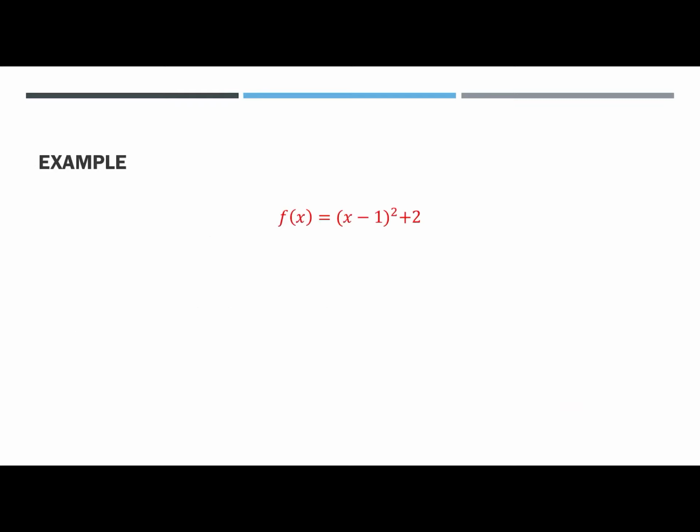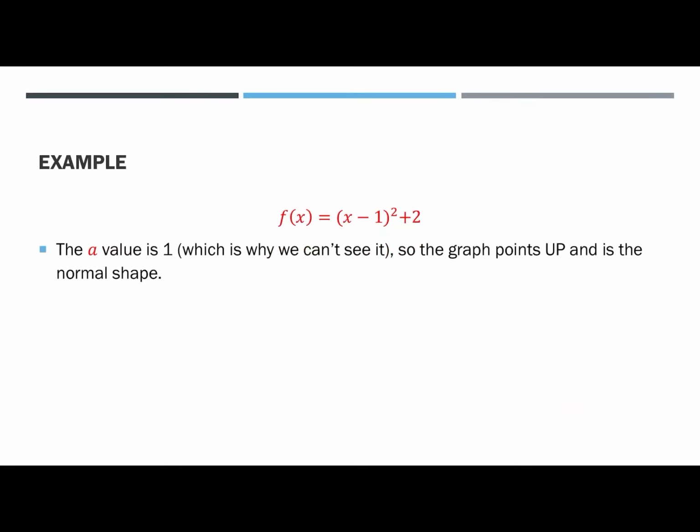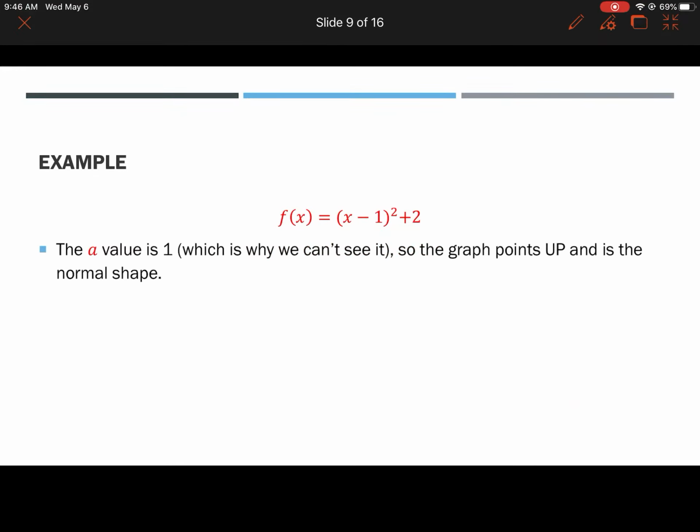So let's look at an example here. So we have f of x equals x minus 1 squared plus 2. So the first thing you should notice is what's the a value? Well, the a value is 1. Right? If we don't see anything here, we still have a number there. It's just a 1, which basically just tells you that it's not changed at all. Okay, it's just your normal parabola. Okay, it's not stretched, it's not compressed, it's not pointing downwards. Because it's a 1, we know that it points up, and it's just its normal shape.